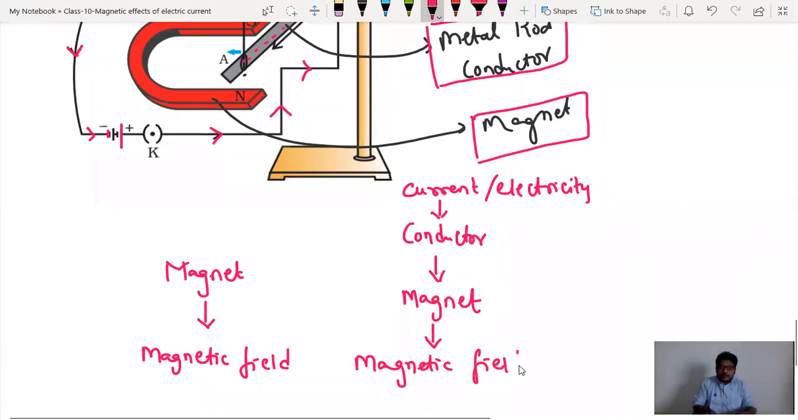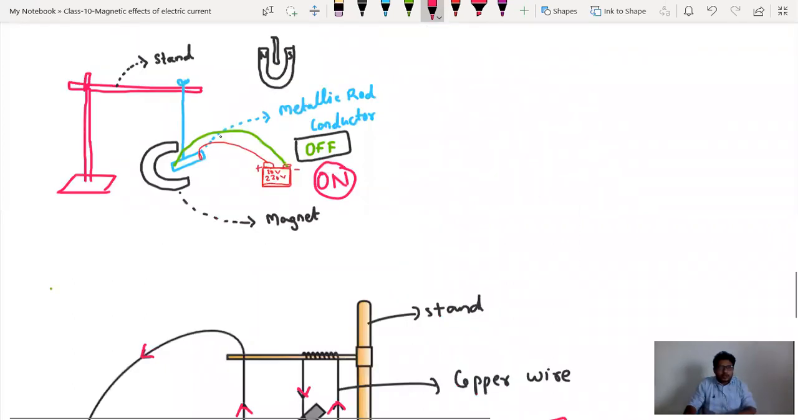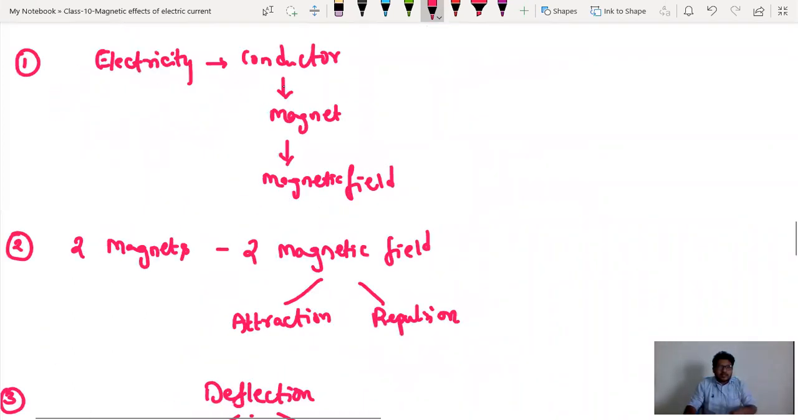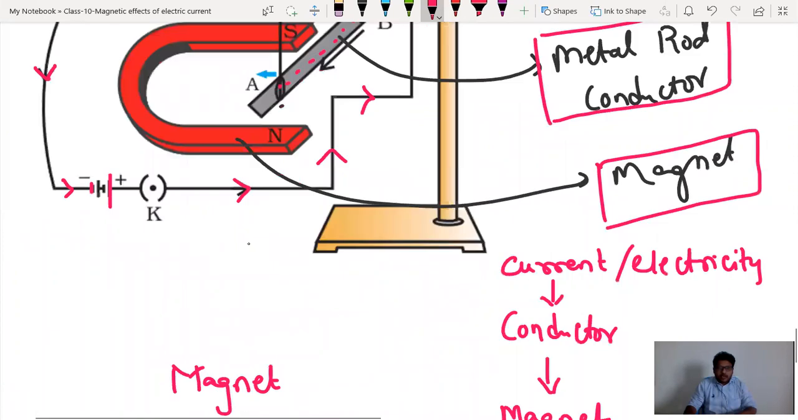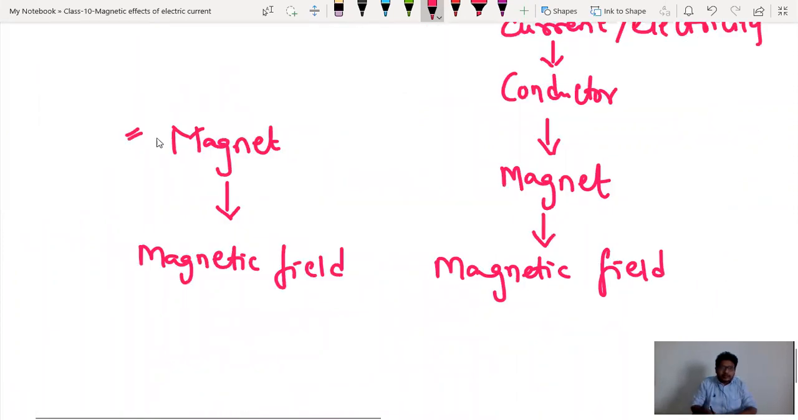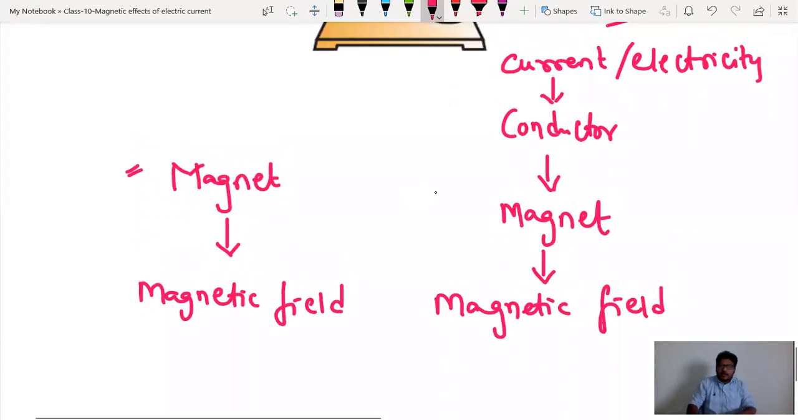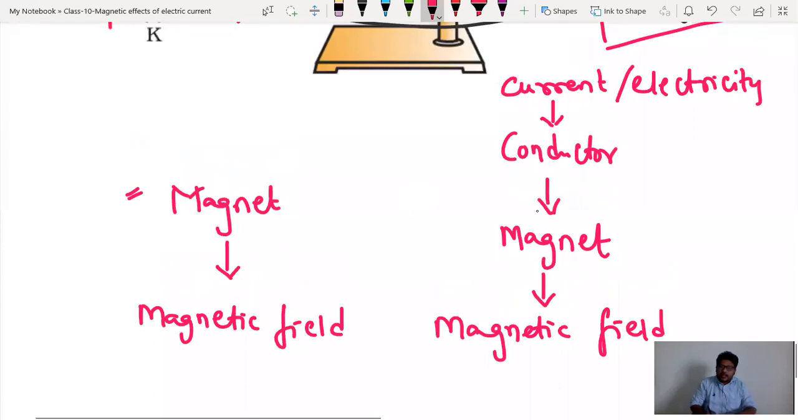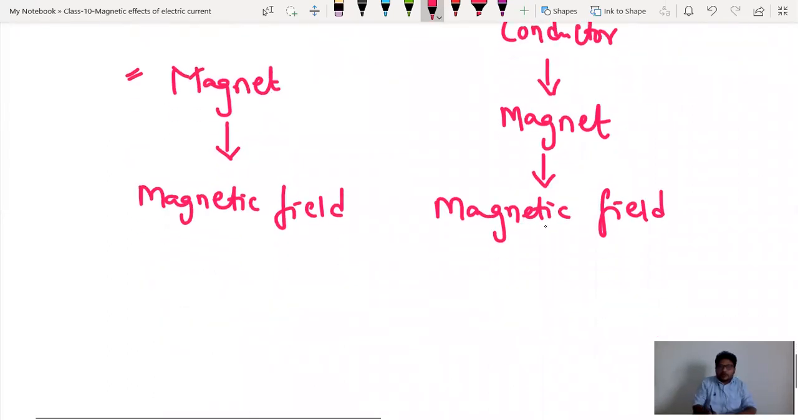Magnetic field is present. Till now we have completed this first point, if you remember. If you pass electricity through a conductor, it behaves like a magnet and a magnetic field is produced. So already there is a magnet here. Whether it may be an artificial magnet or natural magnet, permanent magnet, temporary magnet, we don't need to bother. But when there is a magnet, there will be a magnetic field. And if you are passing current through the conductor, that conductor behaves like a magnet and a magnetic field is produced. Now you see how many magnetic fields are there? First magnetic field, second magnetic field.